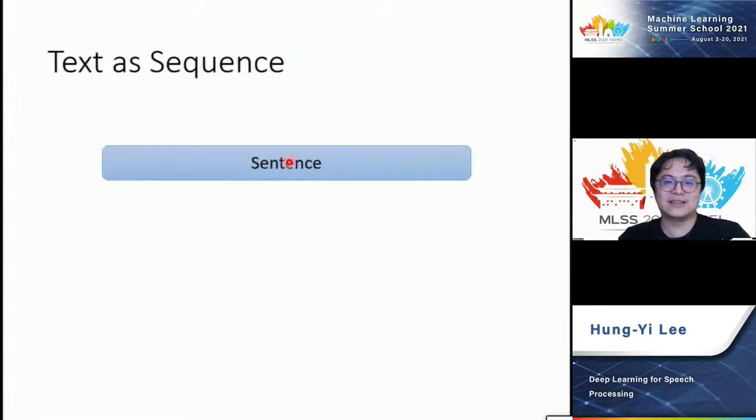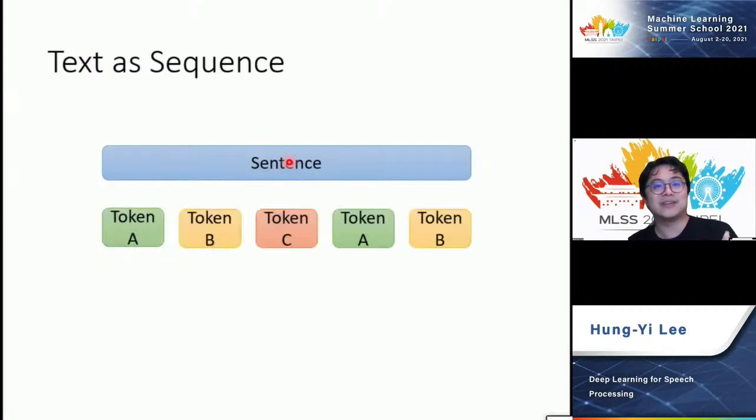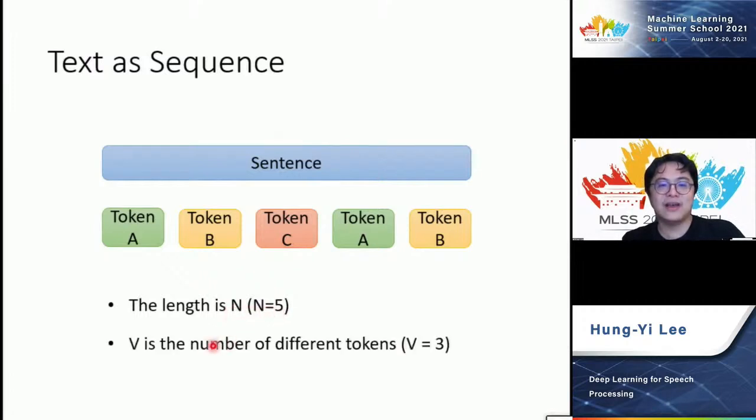So this is a sentence. Given a sentence, you will first do segmentation. You will segment the sentence into a sequence of tokens. In the example here, the length of this sequence is 5, so capital N, the length of the sequence, is 5. And there are 3 different tokens. I use different colors to represent different types of tokens, and there are A, B, and C, 3 different tokens.